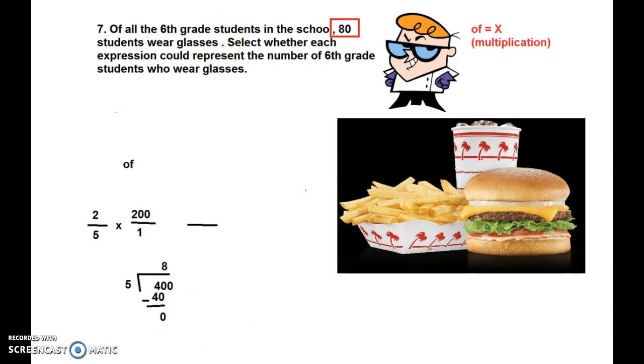So you're going to bring down your next 0, and this becomes 0. And 5 times what equals 0? Well, that should be easy. 5 times 0 equals 0, right? That is the end of this equation, because 0 minus 0 is also going to equal 0.